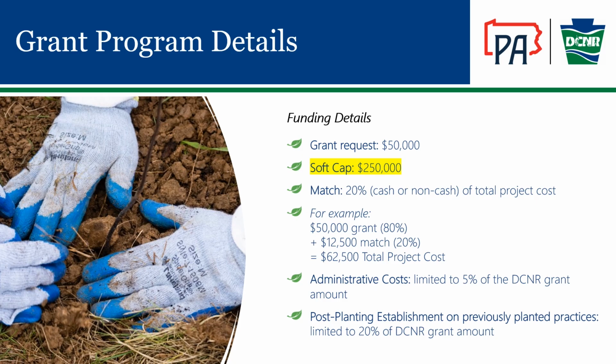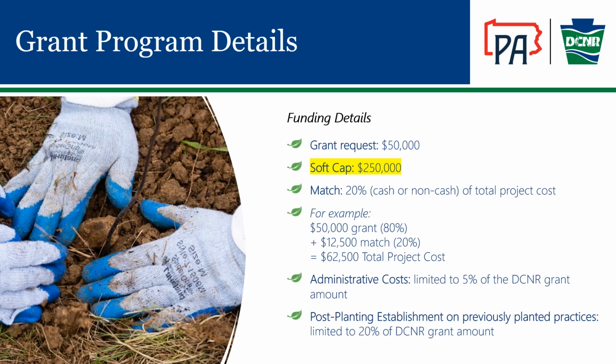The match requirement is 20% applicant match to 80% DCNR funding. For example, a grant request of $50,000 requires a match of $12,500, and would cover a total project cost of $62,500. Cash and non-cash sources of match are eligible. Administrative costs are limited to 5% of the DCNR grant amount. The program can fund post-planting establishment on previously planted sites up to 20% of the DCNR grant amount.